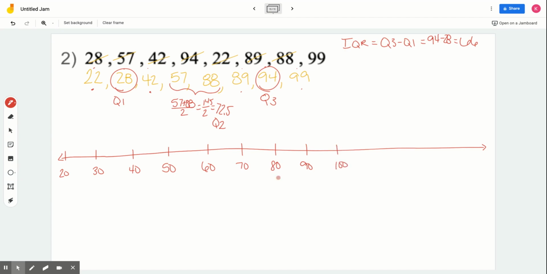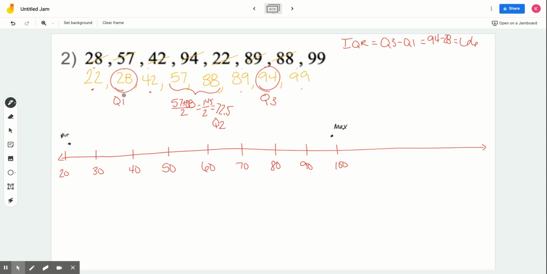All right. Now, I'm going to give you a minute to finish up your number line. Now that you've finished your number line, you are going to start plotting your data. So you're going to start by putting points at your minimum value and your maximum value. So 22 is about here. So this is my minimum. My maximum is 99, and that goes here.